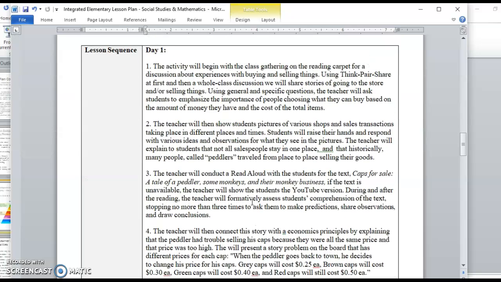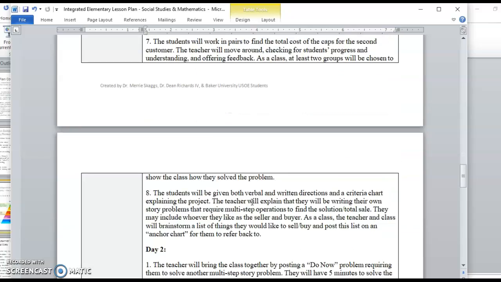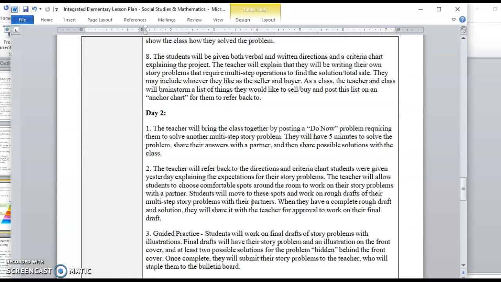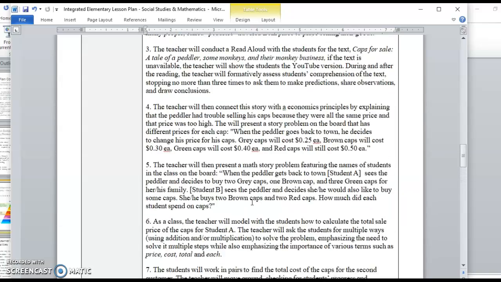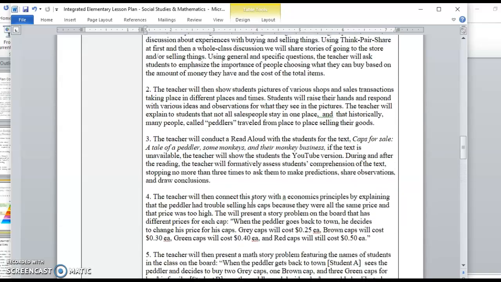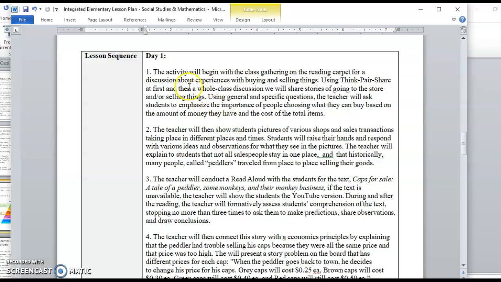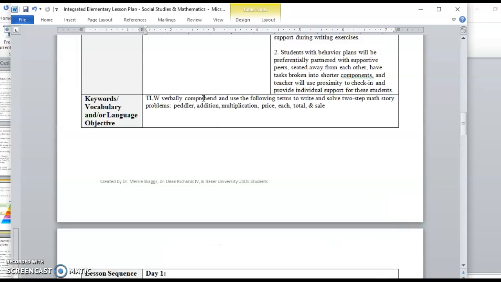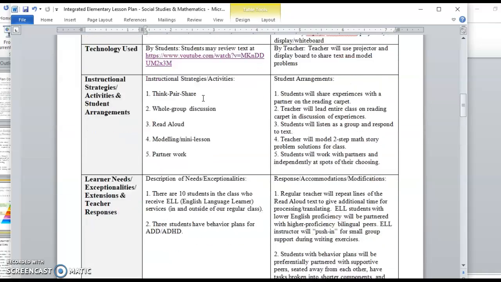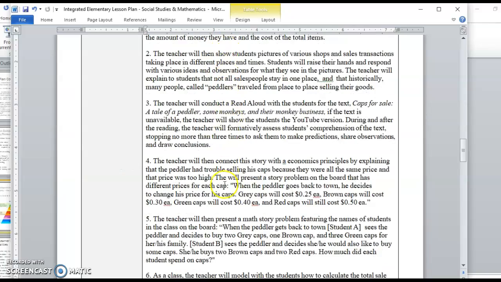Your lesson sequence. This is the main activity or the main component of your lesson plan. This should be the most detailed part, and it should clearly state what the teacher is doing with each step and what the students are doing with each step. If you read through these, it's very explicit. You will see that instructional strategies like think, pair, share, whole class discussion are mentioned throughout this piece.